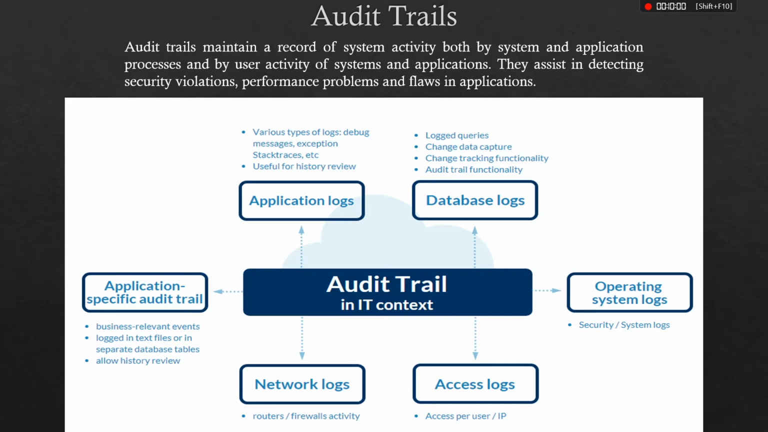The next type of trail we have are operating system logs. So these are like event logs for system and security groups on the various devices used in the organization. So these would contain things such as Windows event logs and the variable audit log if it's using Linux.